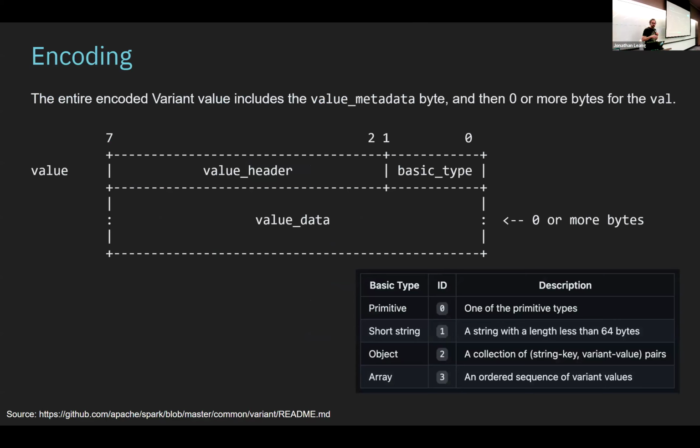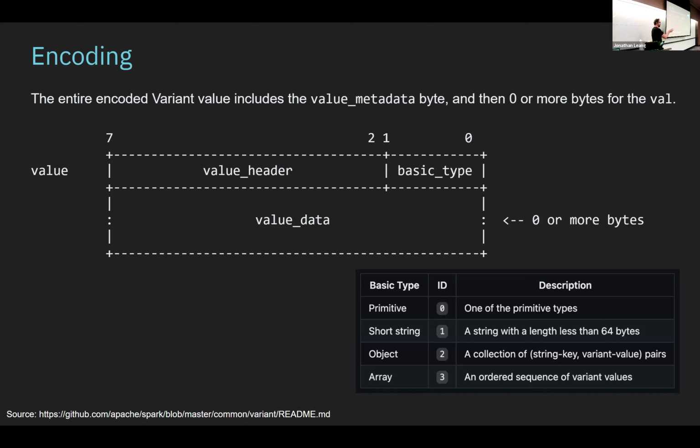And then for a given value, each value looks roughly like this. It's got a couple bits that describe the basic type. There are 4 basic types: primitives, short strings, objects, and arrays. Each of those basic types has its own specific header. Like for strings, the header is just the length of the string, and then it's followed by the value data, which is the string data. For objects and arrays, the value header is more complex.